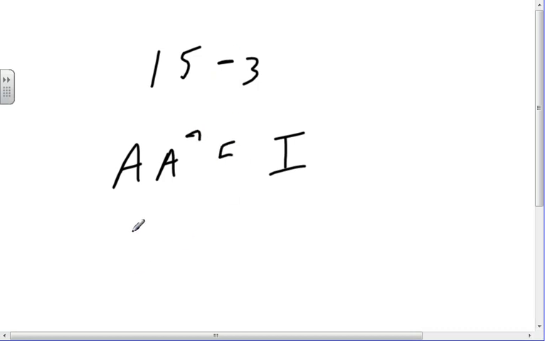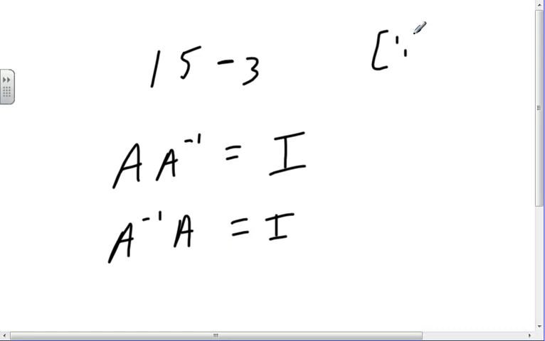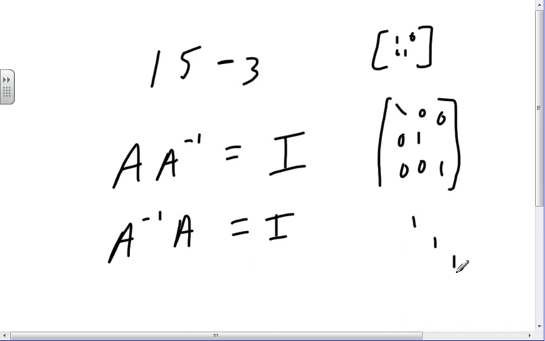And if I go the inverse matrix times the matrix, I also get the identity matrix. Now, the identity matrix is something with ones down the diagonal. So it might be a 2 by 2, or a 3 by 3, or a 4 by 4, or a 5 by 5, or a 6 by 6.